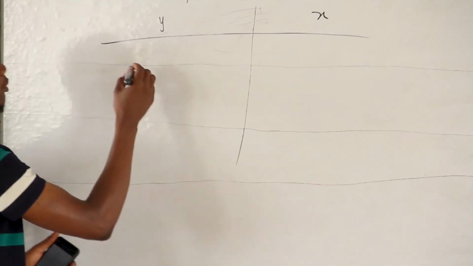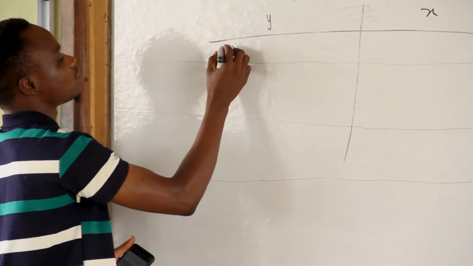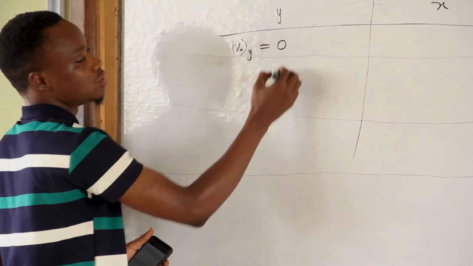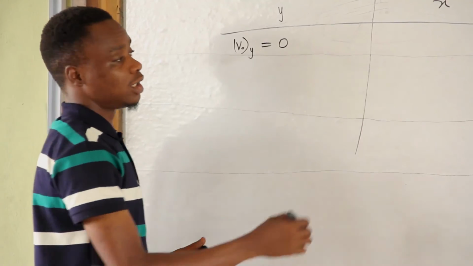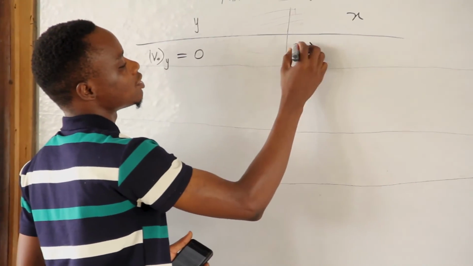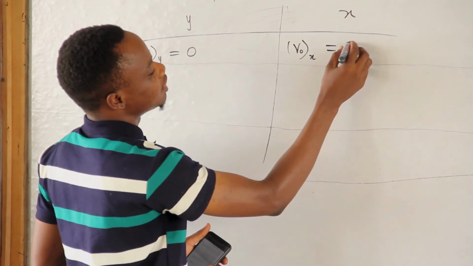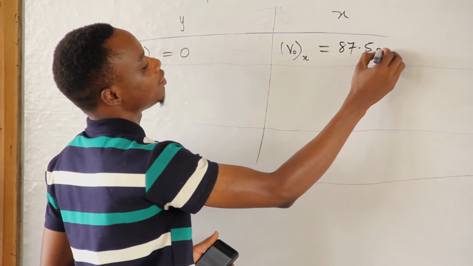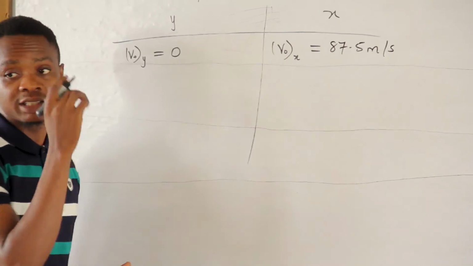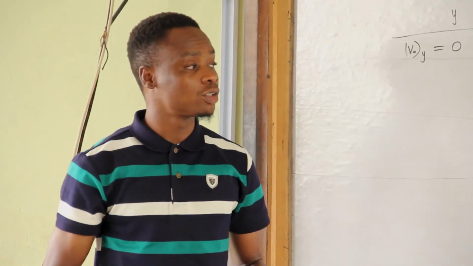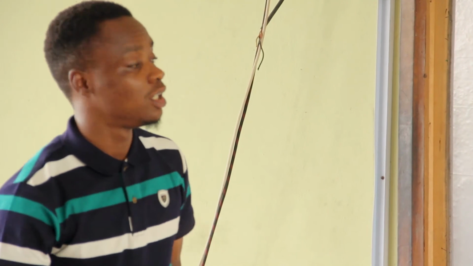For the vertical component, I have v naught y equal to 0. Then I have v naught x equal to v naught, that is 87.5 meters per second. Does that make sense? I know that the horizontal component of motion is uniform motion, and the vertical component of motion is uniformly accelerated motion.